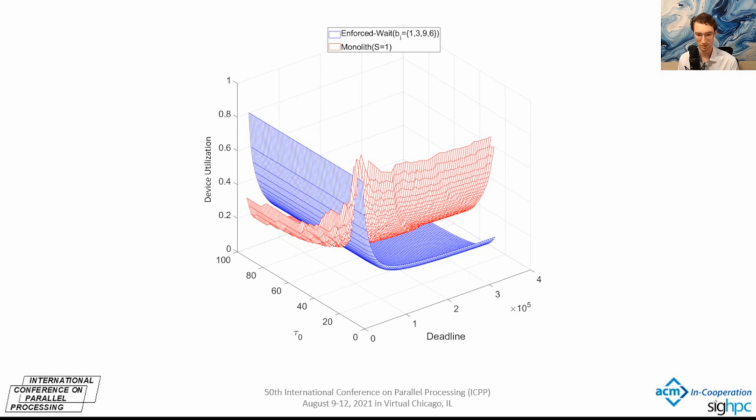Here, we present the surfaces for both the enforced-wait solution and the monolith solution over the tau-naught deadline space. As you can see, there is a clear region for which the enforced-wait solution outperforms the monolith solution as far as device utilization. Remember that lower device utilization is better, as both of these configurations are meeting their deadlines.